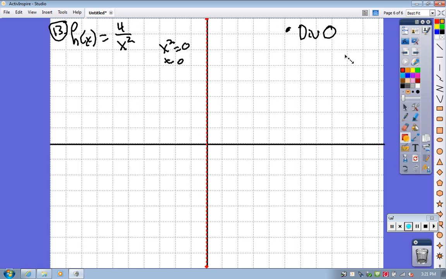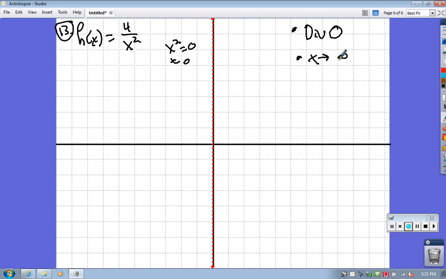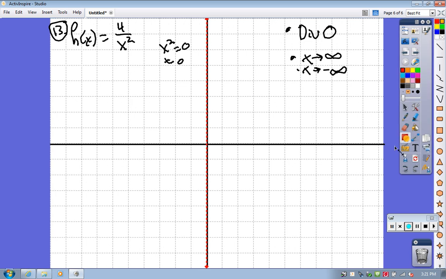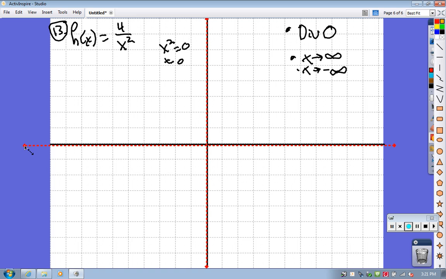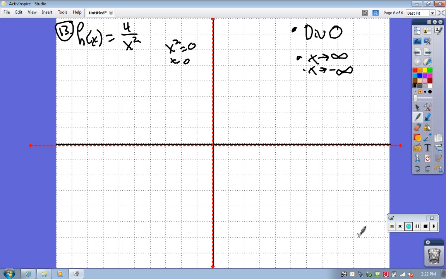So that's going to give me an asymptote right here at x being 0. And then my next thing that I want to look at is what happens as x gets really big, as x gets big positively, and as x gets big negatively. And so thinking about that, as x gets large, this becomes 4 over something big. So this gets closer and closer to 0.